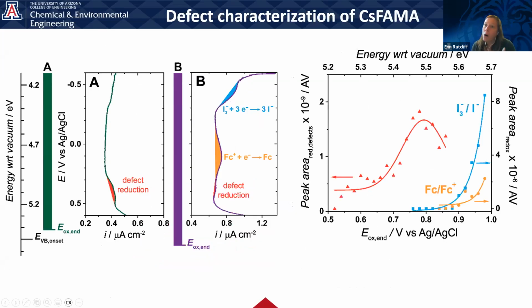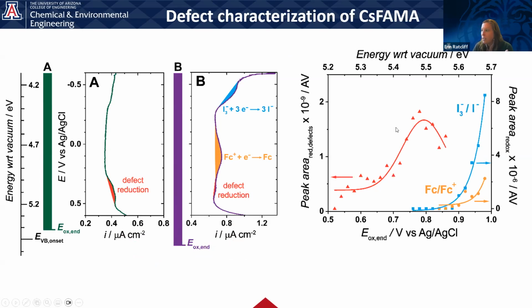And so I'm not going to go through all of the CVs and the analysis again, but what I can show you is definitively that we have, again, the same type of idea, defect reduction when we operate within the gap. And then when we push down into the valence band, now we're able to observe the reduction of the ferrocenium, as well as now the reduction of a triiodide species, which we confirm by putting a little bit of iodide into our gel.